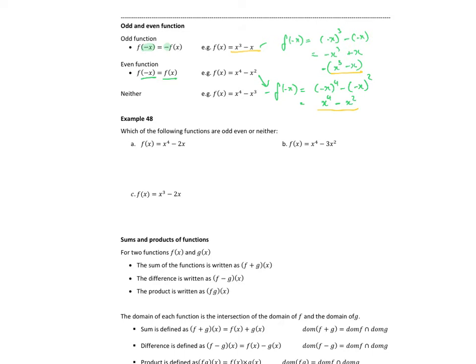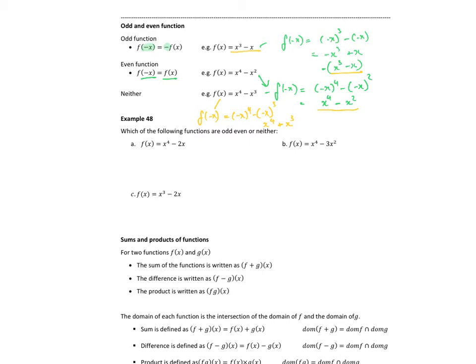As opposed to x to the 4 minus x cubed, if I put f of negative x into there, I end up with negative x to the 4 minus negative x cubed, which is x to the 4 plus x cubed, which is neither. It's neither the original function nor the negative of the original function. So graphs can be odd, they can be even, functions can be odd or even, but they may not be either.